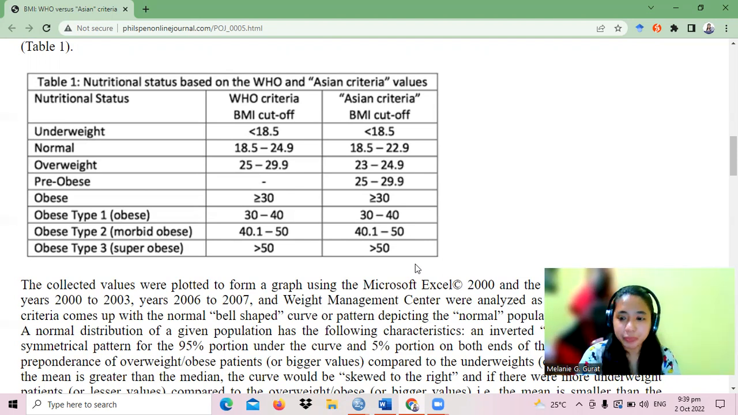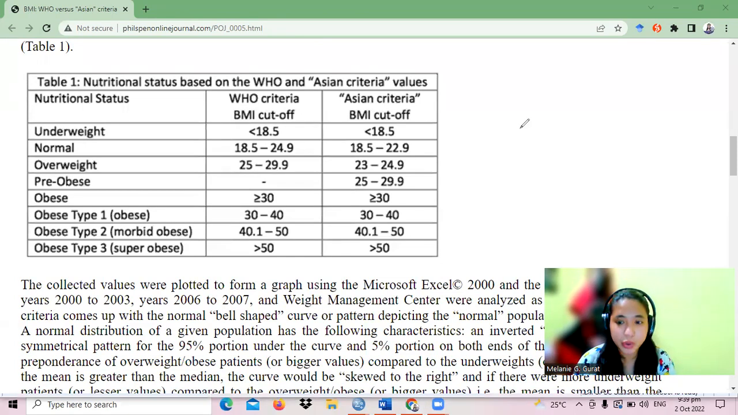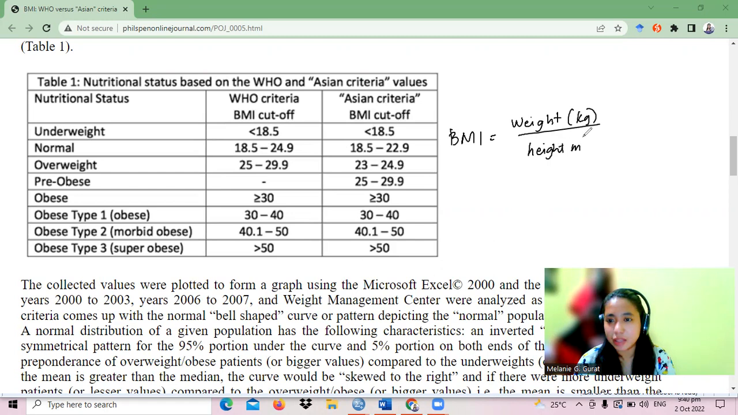So how did we get the value of the BMI? Just to have an idea of how this is obtained, as mentioned, you have to get the weight and the height of the respondents, and afterwards compute the BMI. The formula for the BMI is equal to weight in kilograms over height in meters squared. From this value, we can now classify whether the respondents belong to a nutritional status of overweight, pre-obese, and others.